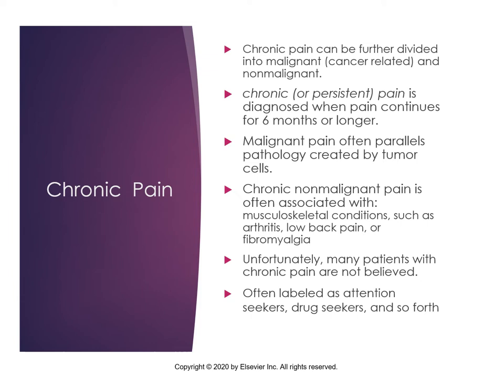Chronic pain can be further divided into malignant and non-malignant pain. Chronic pain is diagnosed when pain continues for 6 months or longer. Malignant pain often parallels with a tumor. Chronic non-malignant pain is often associated with musculoskeletal conditions such as arthritis, low back pain, or fibromyalgia. Unfortunately, many patients with chronic pain are not believed. They are often labeled as attention seekers or drug seekers and so forth.